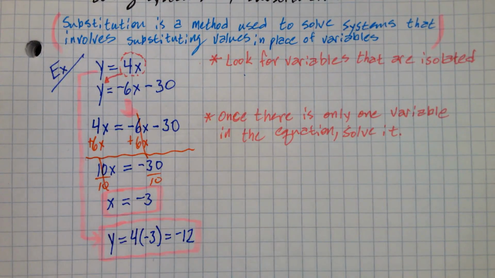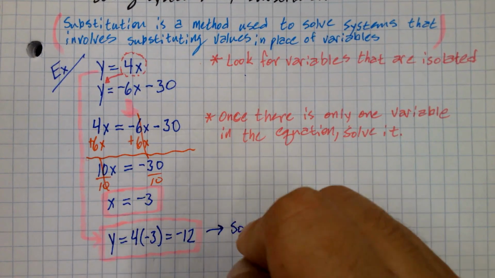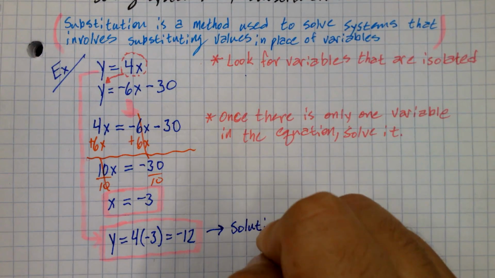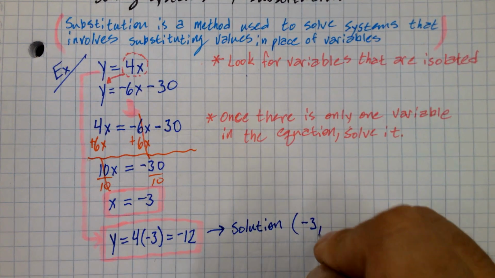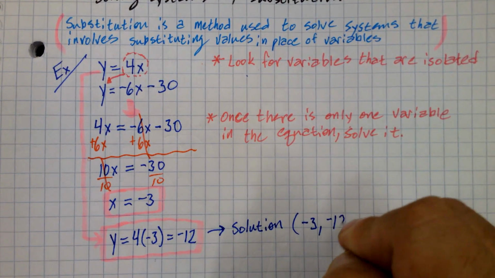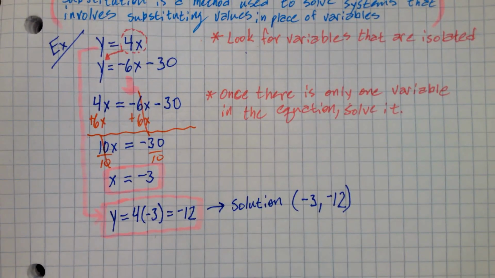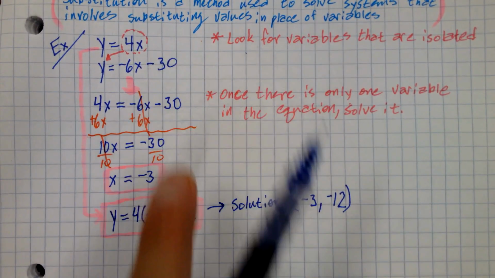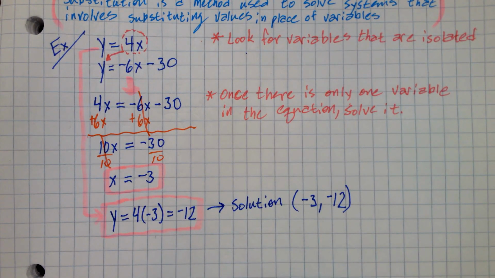So that means that without graphing, we get a solution: negative 3, comma, negative 12. And we basically figured out that if we graph these two original equations, they would intersect at the location negative 3, negative 12. Okay? And we should probably write down a little note about that.